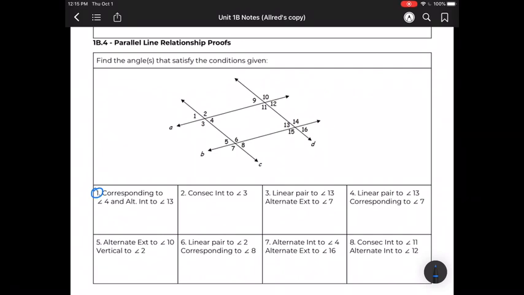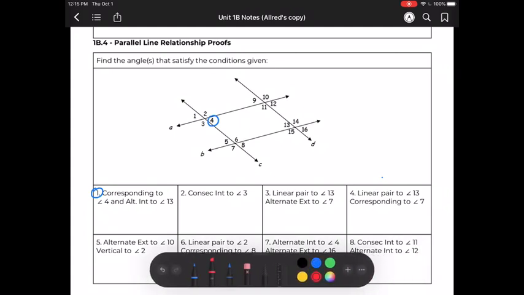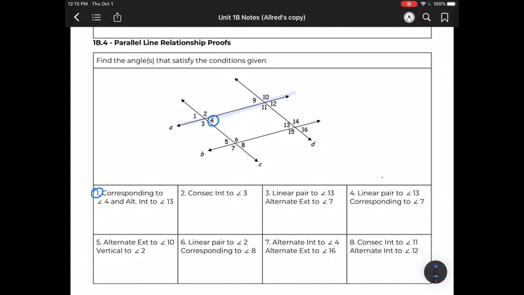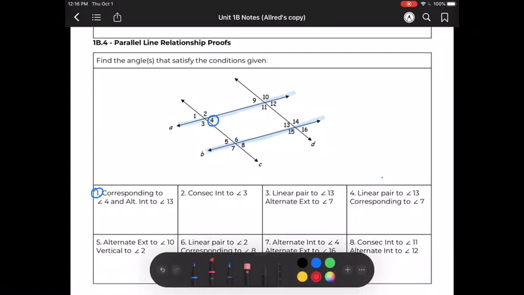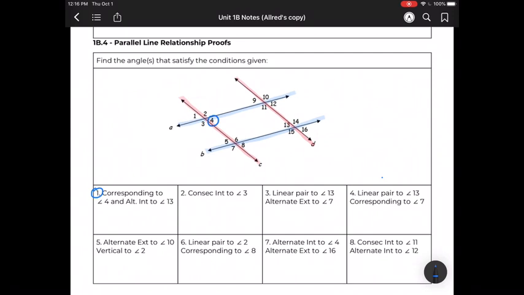So we want to find an angle that is a corresponding angle to 4 and an alternate interior angle to 13. So I'm going to start with 4 here, and we've got these multiple lines drawn, and in these diagrams we have these two lines. I'll trace those for you. But we also have these other two lines. And any one of those lines could be a transversal because any one of those lines crosses two other lines. So if we're looking for corresponding angles to 4, there's actually two different angles that could be corresponding to 4.